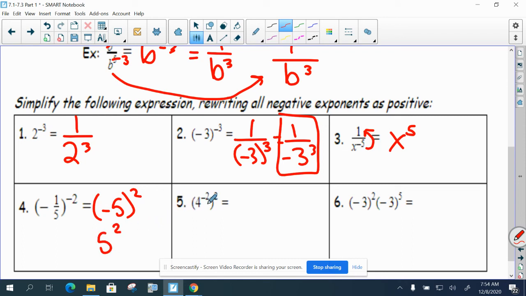All right, and then here. So actually, we're going to skip this example because this is more like what we'll do tomorrow or the next lesson.